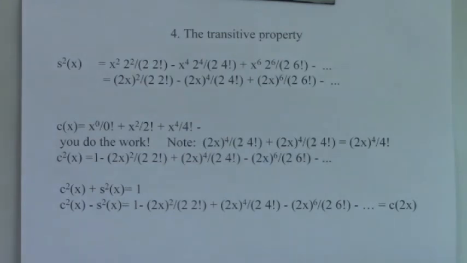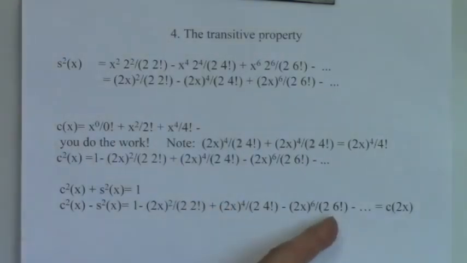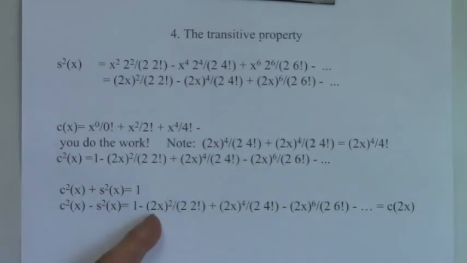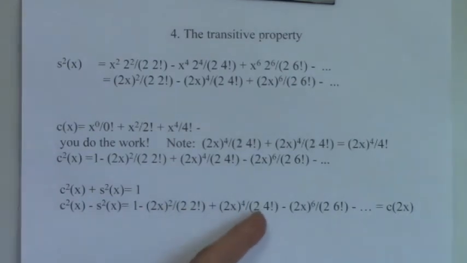Okay, and so now what's interesting is I made a mistake on this slide. These 2's do not belong here. Because when we add them up, they should have gone out. So this should have been 2x squared over 2 factorial, 2x fourth over 4 factorial, 2x sixth over 6 factorial.